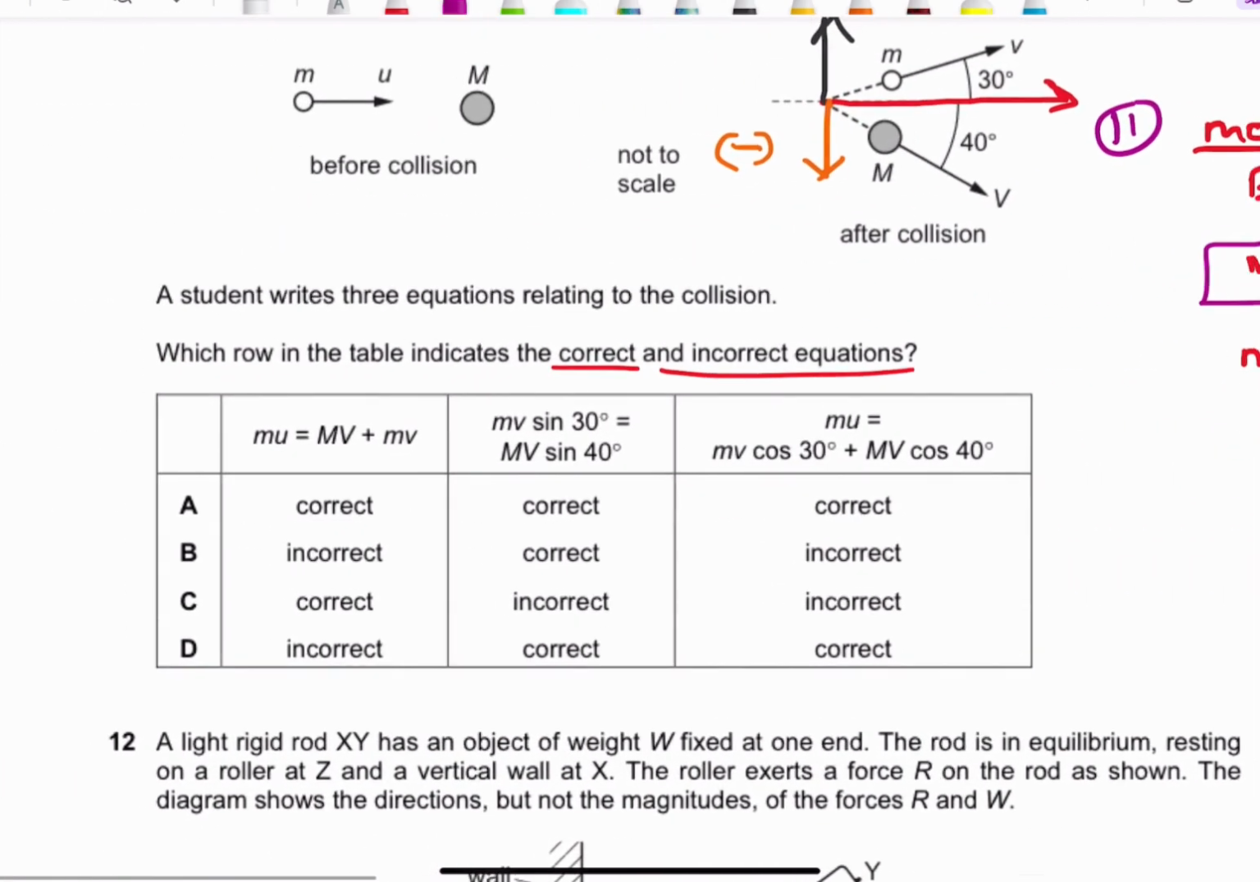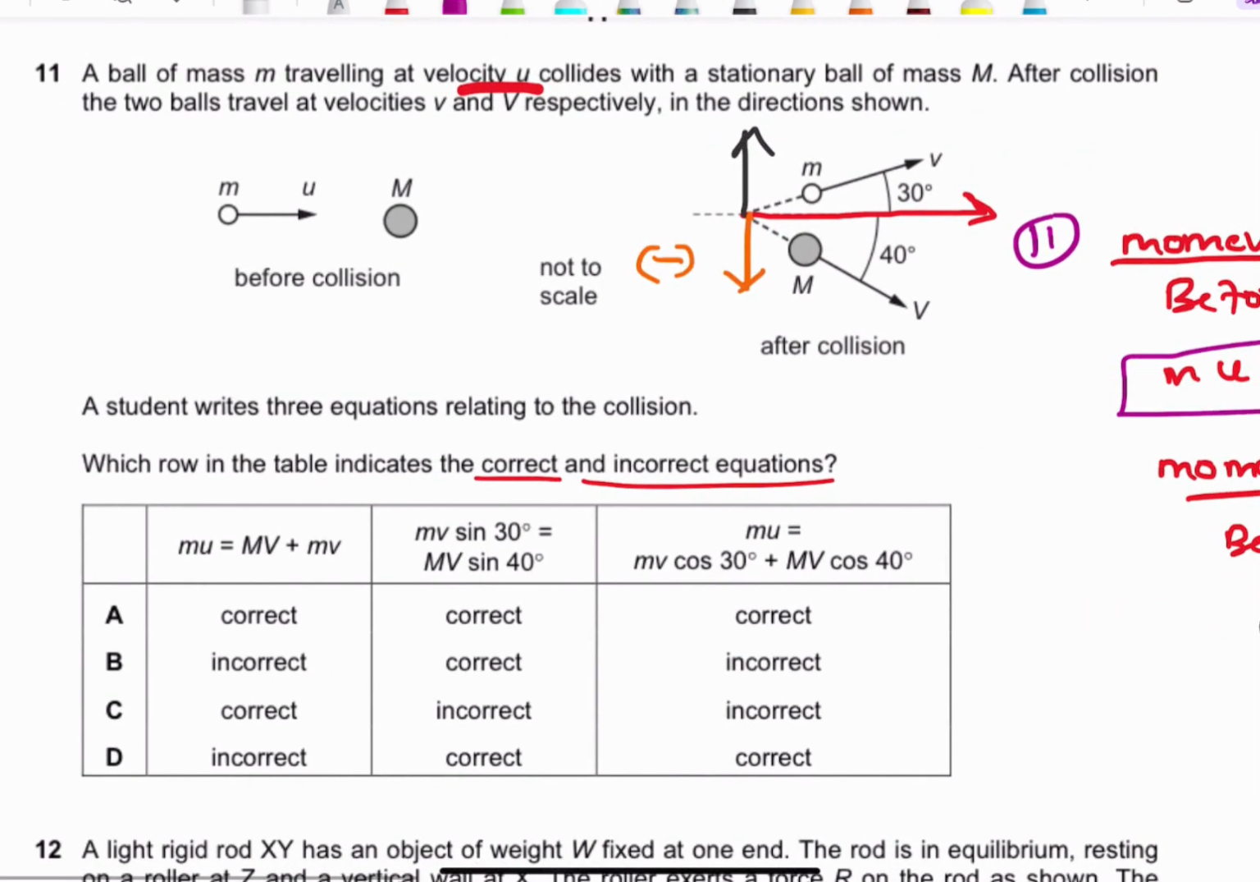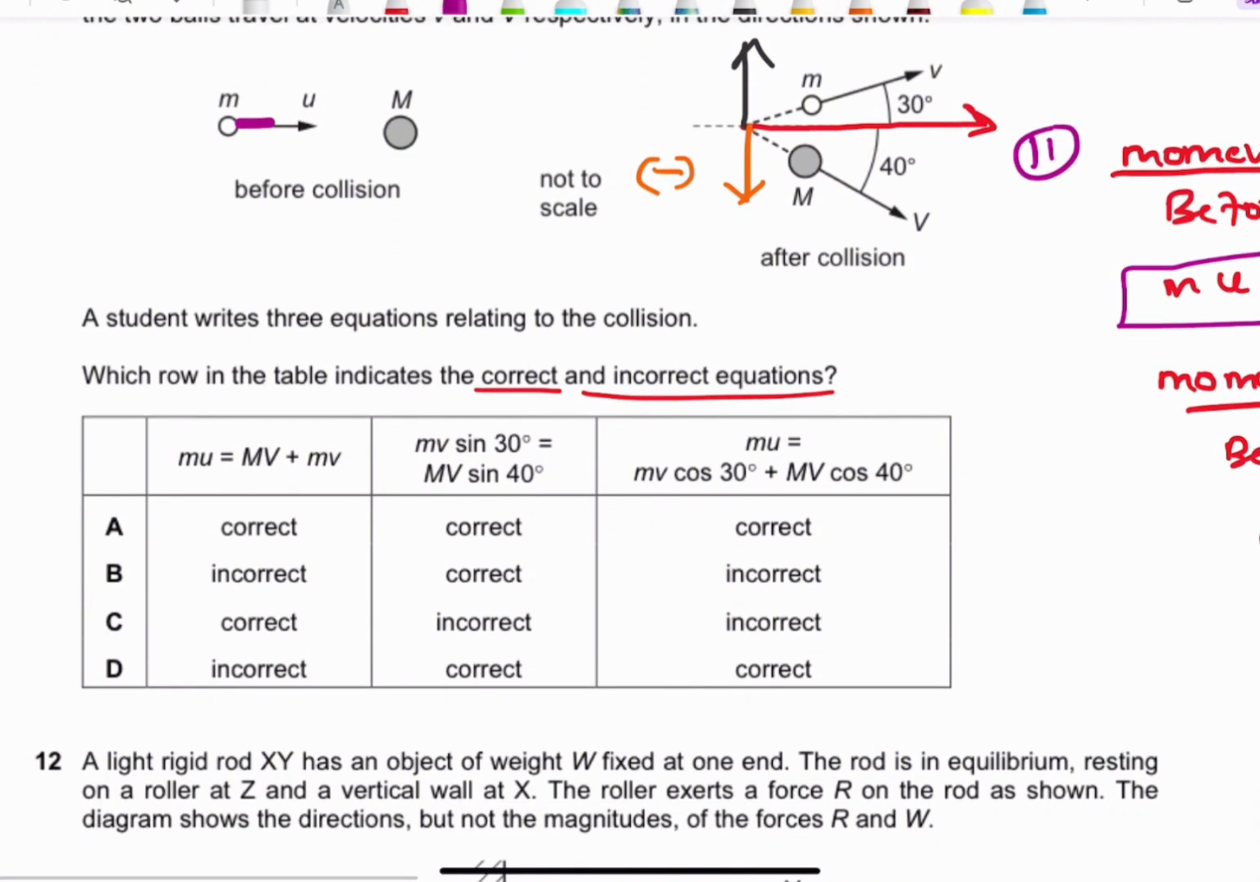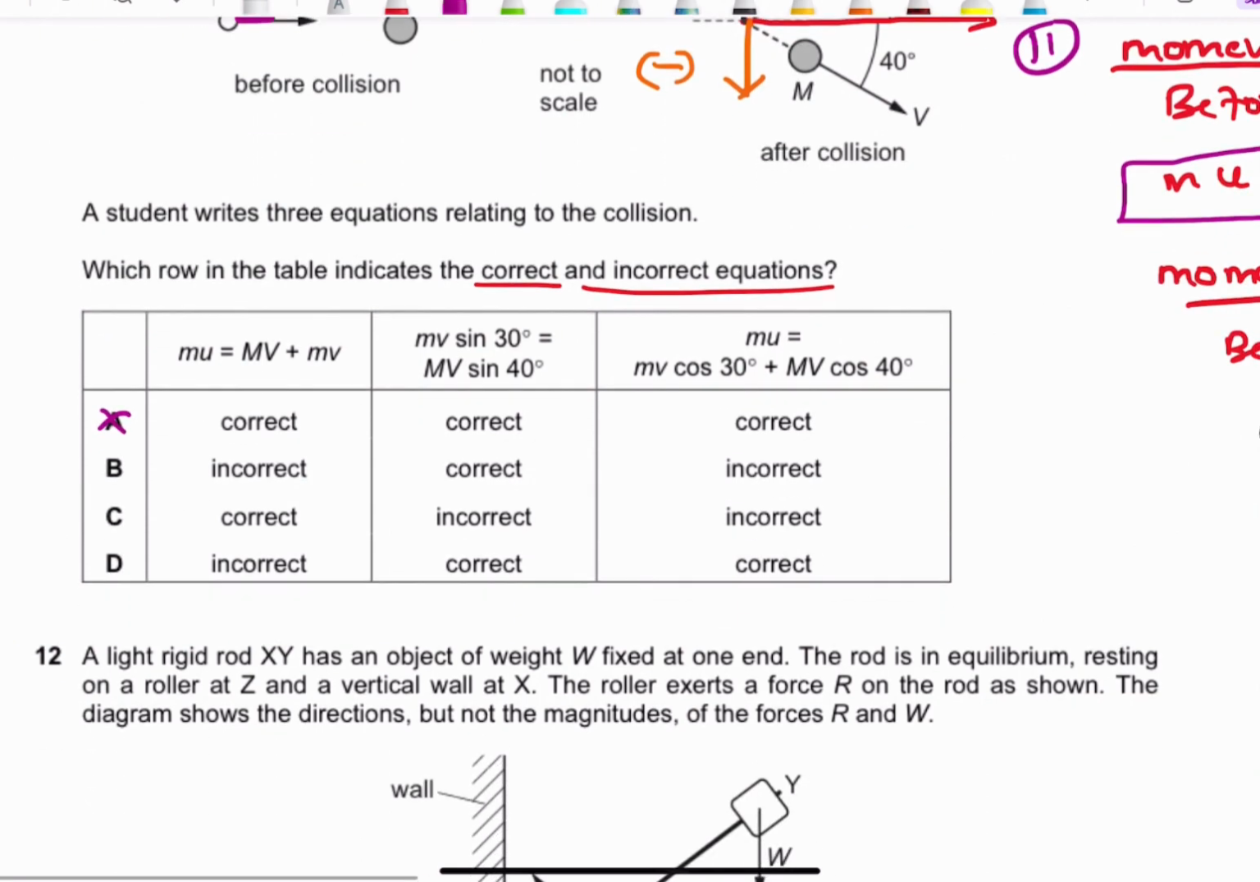If you go here, they're saying mu is equal to mv plus mv. It doesn't make sense, because it's not in the horizontal and it's not in the vertical. It's not even conserved in what direction, because direction really matters, horizontal and vertical. So it can't be A and it can't be C. So the answer can either be B or D.